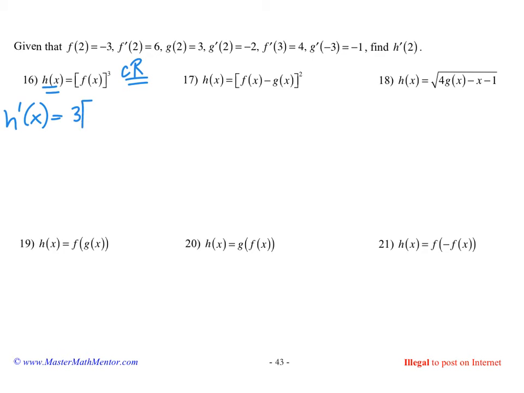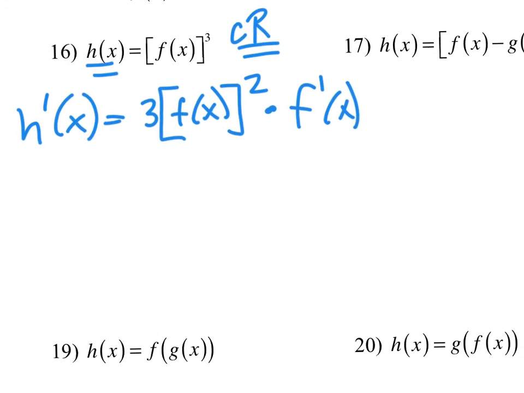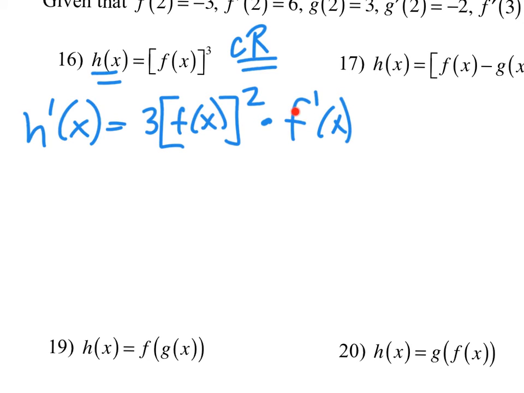So 3 f of x to the 2nd, there's our d outer, times our d stuff of f prime of x. So this is really important because it's this that always gets forgotten. And we can't forget that there is stuff in here, and the derivative of this stuff has a value. It's not just 1, like if we were doing x to the 3rd, where we're doing 3x to the 2nd times 1 because our stuff is just x. That's not the case here. Our stuff, in this case, is f of x, and the derivative is f prime of x.